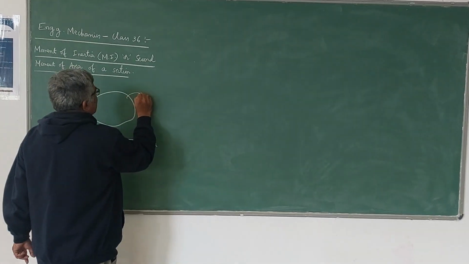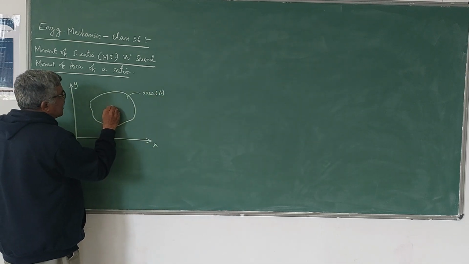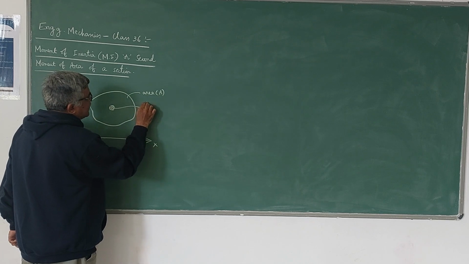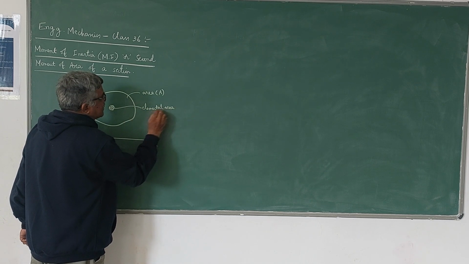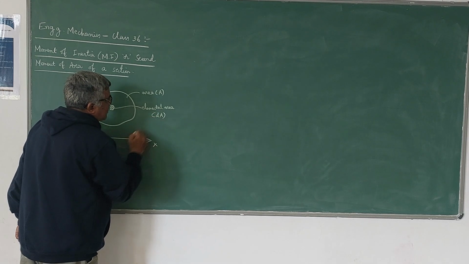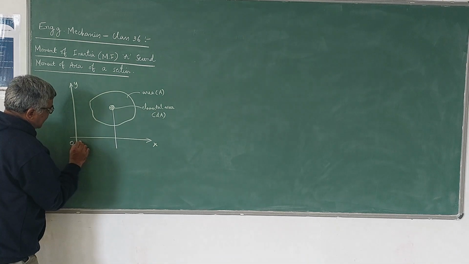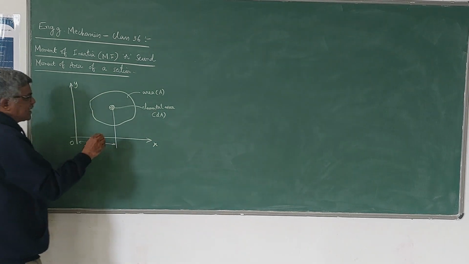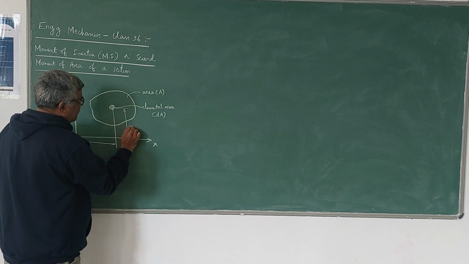This figure has area A. I will consider an elemental area in this. The elemental area I will take as dA. I will take the distance from the y-axis to this elemental area as x. The distance measured from the y-axis is x, and the distance measured from the x-axis I will take as y.